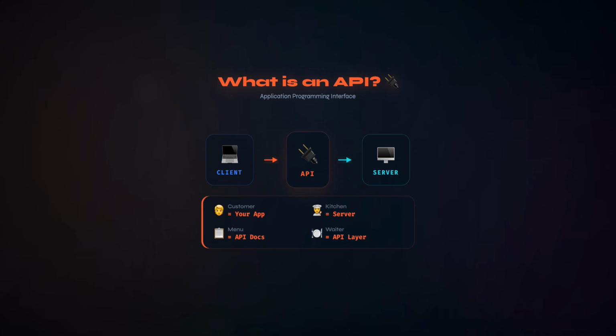The classic analogy, a restaurant. You are the customer. The kitchen is the server. The menu is the API documentation. Your waiter takes your order in a specific format. The kitchen processes it and your food arrives. APIs work exactly the same way.